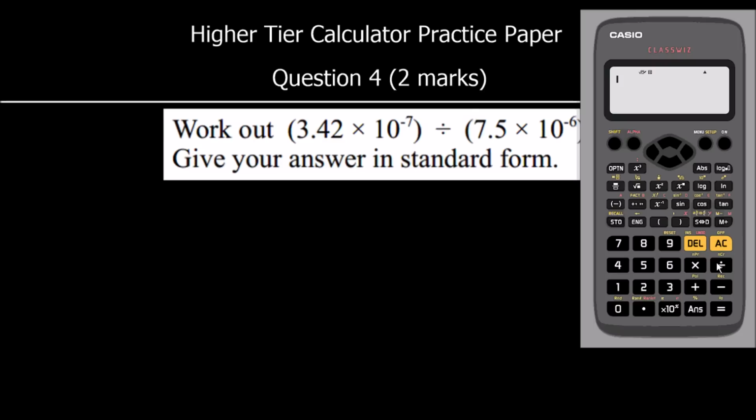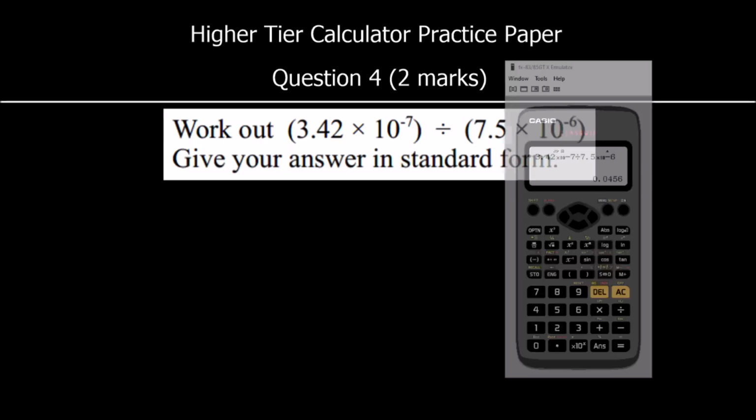0.0456. There's an easier way though, because there's a standard form button. So we can type 3.42 and then the standard form button, negative 7, divided by 7.5, standard form button, negative 6. So when we're using the standard form button, the calculator sees these as 2 different numbers and therefore it divides them. So 0.0456.